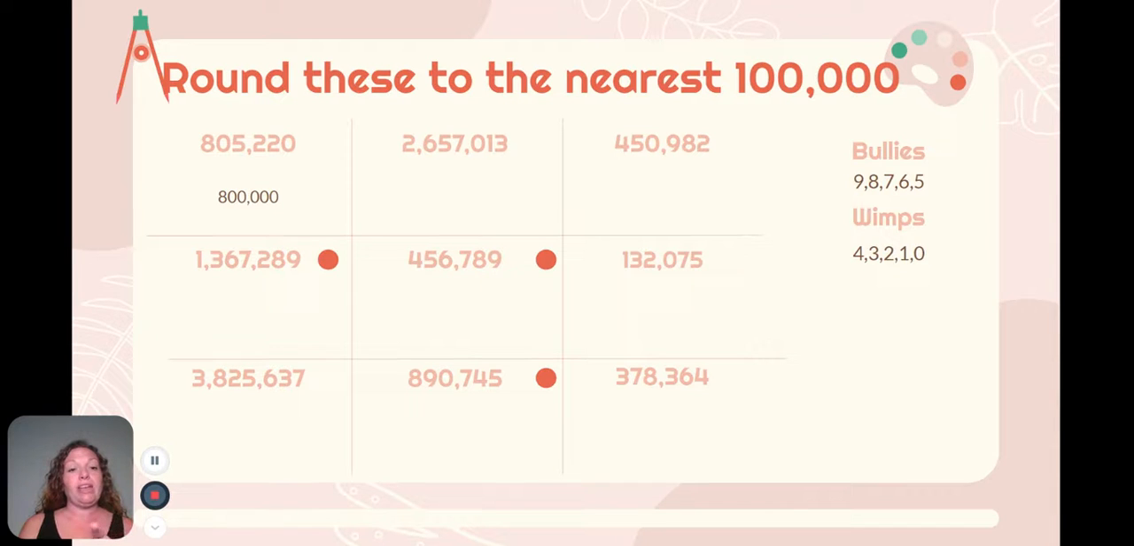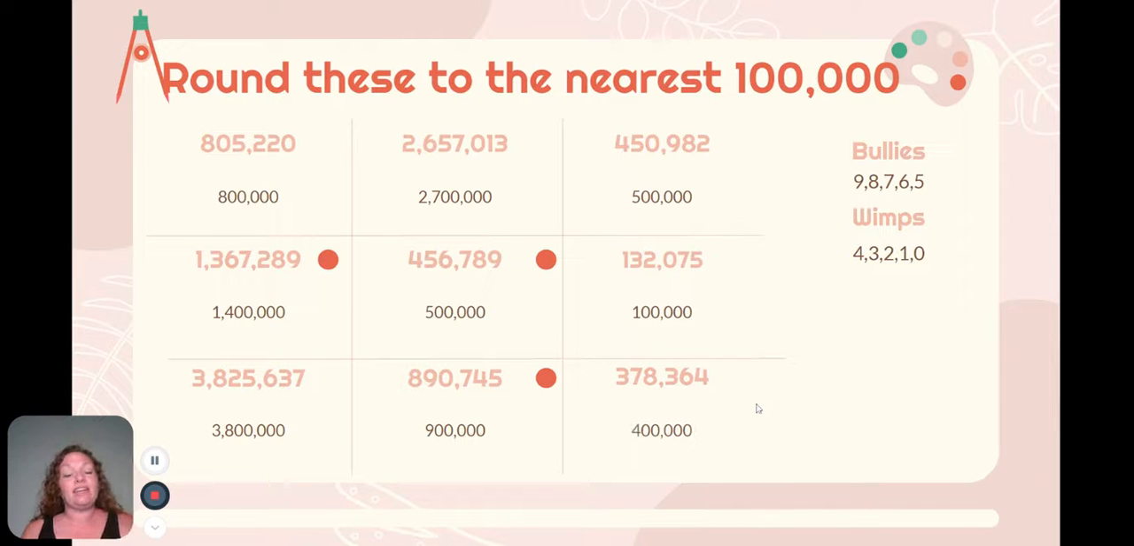Okay, that 0 is a WIMP, so that 8 stays the same. That 5 is a bully, which makes the 6 a 7. That 5 is a bully too, and so that makes the 4 a 5. The 6 is a bully, so that makes a 4. The 5 is a bully, which makes the 4 a 5. That 3 is a WIMP, so it stays a 1. That 2 is a WIMP, so it stays an 8. The 9 is a bully, which makes the 8 a 9. And last but not least, that 7 is a bully, so it makes the 3 a 4.